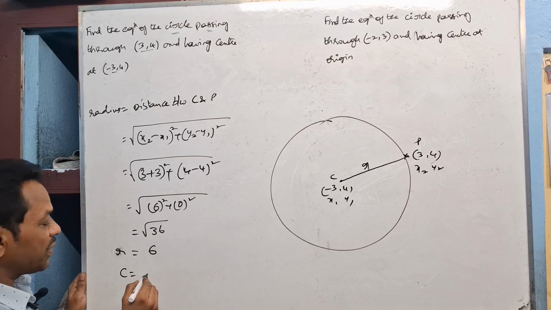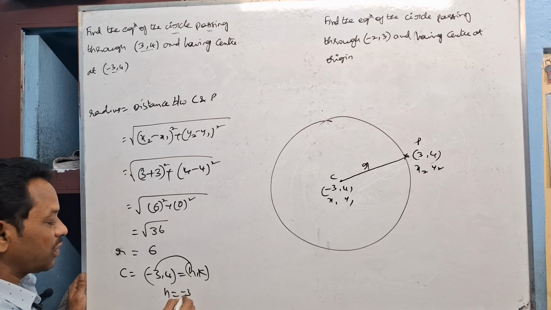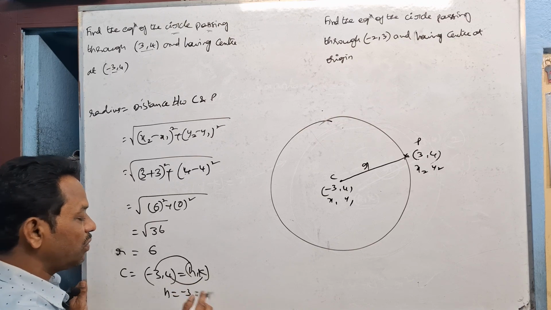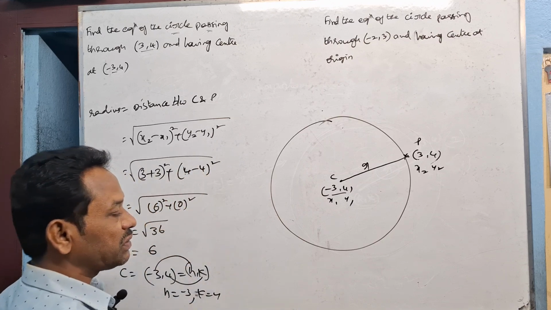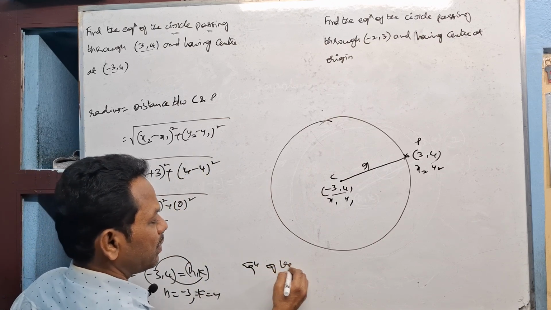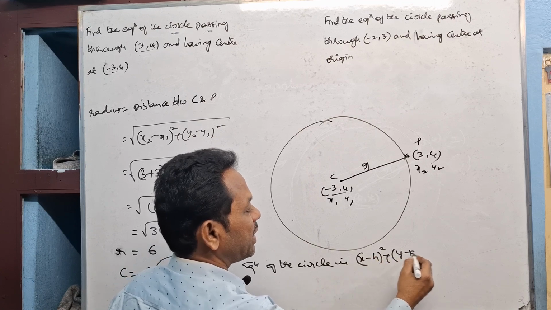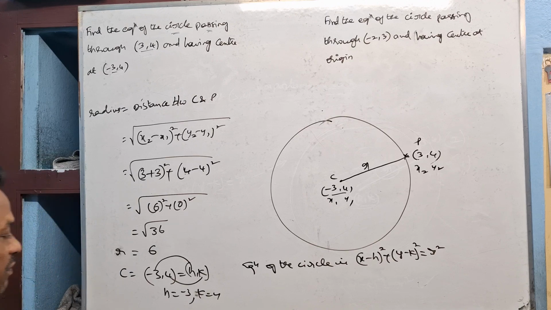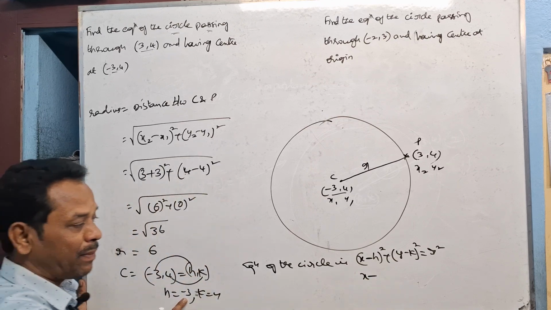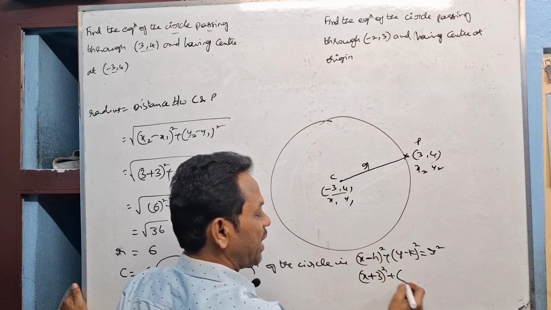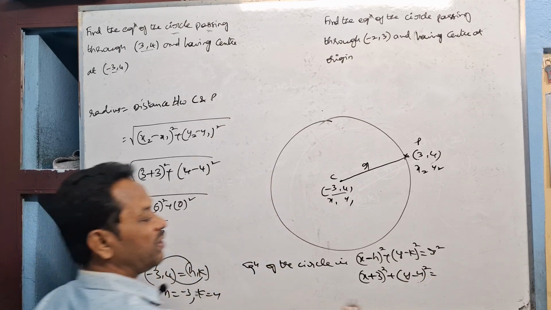Our center is minus 3, 4. The center is nothing but h, k, so h equals minus 3 and k equals 4. Already we discussed that when the center and radius are given, we can find the equation of the circle by using the formula x minus h whole square plus y minus k whole square equal to r square. Now let me put these values in. In the formula we have minus h, and h is minus 3, so we get plus 3 there. X plus 3 whole square plus y minus 4 whole square equal to radius 6 square.